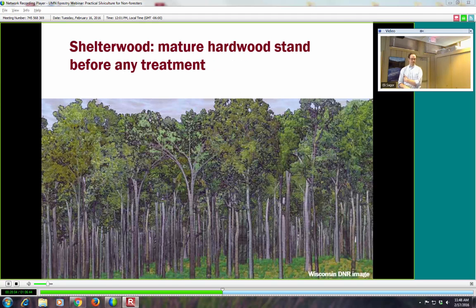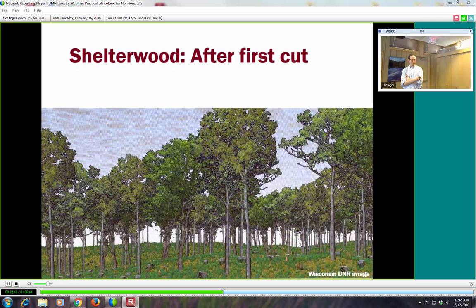So a multi-step process. Here are some more of these Wisconsin DNR images. This depicts a hardwood stand, mature hardwood stand before any treatment at all. First cut of the shelterwood removes some of the trees, leaving an intact group of residual trees to provide the right light environment and seed.